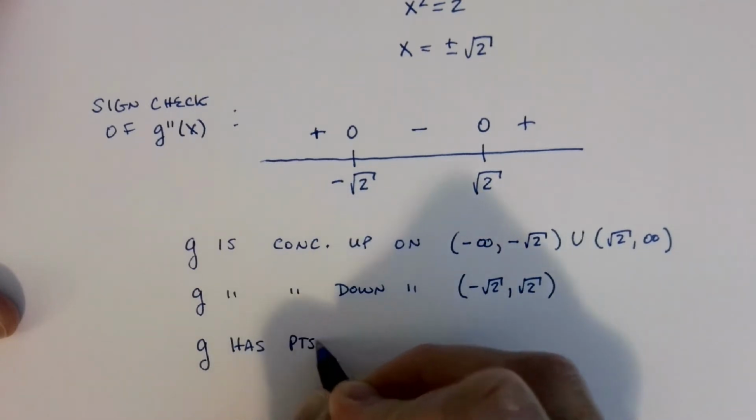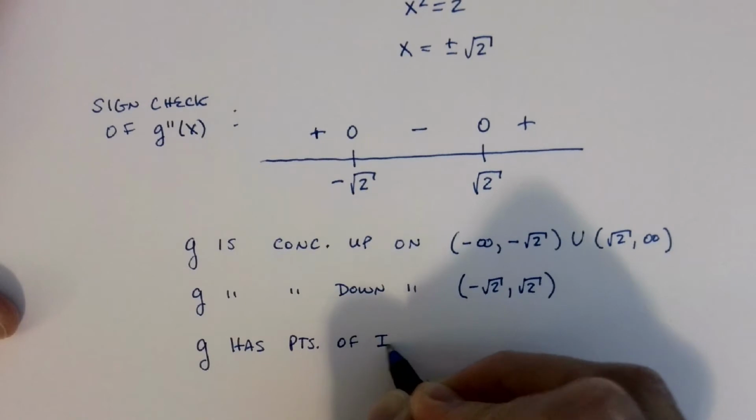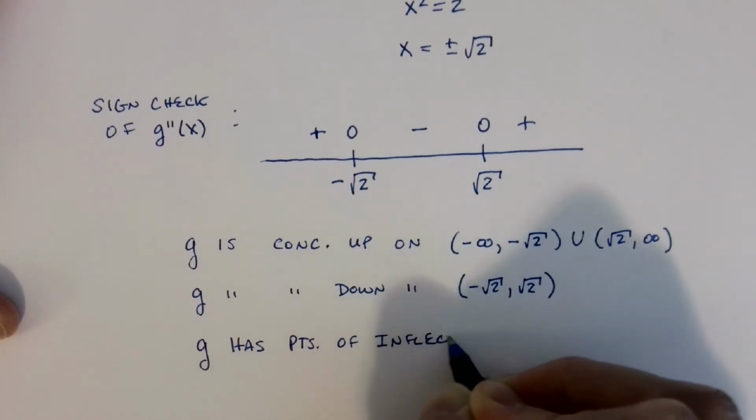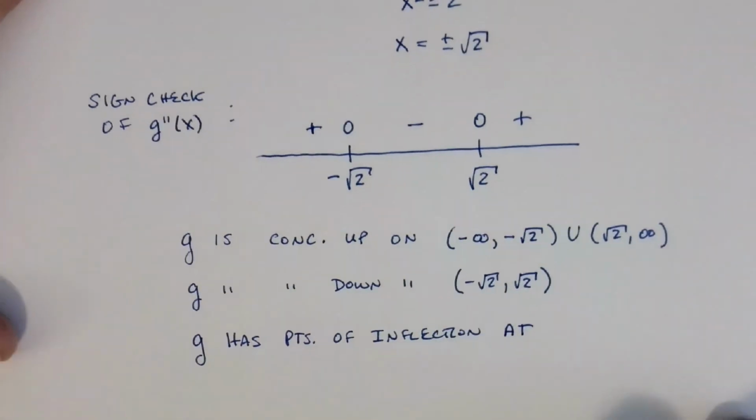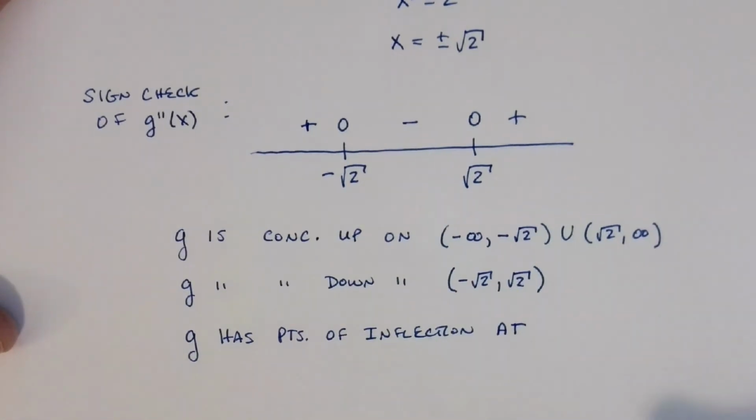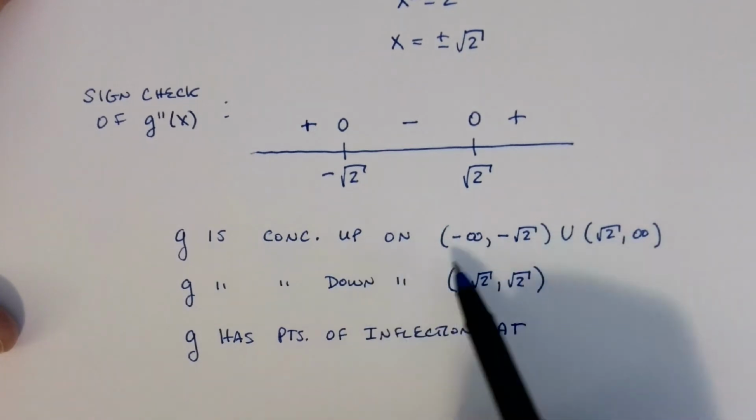I'll just say points of inflection. And here I'm just going to give the location. Where do they occur in terms of the x value, the input value? Well, clearly we can tell right from this.